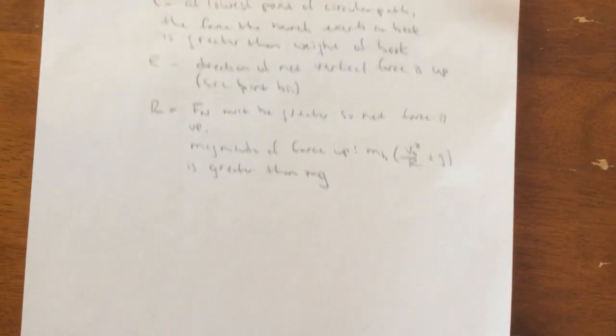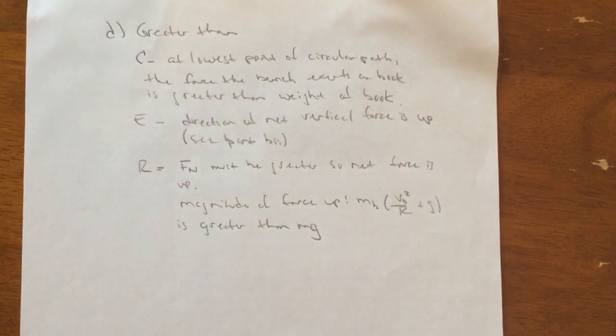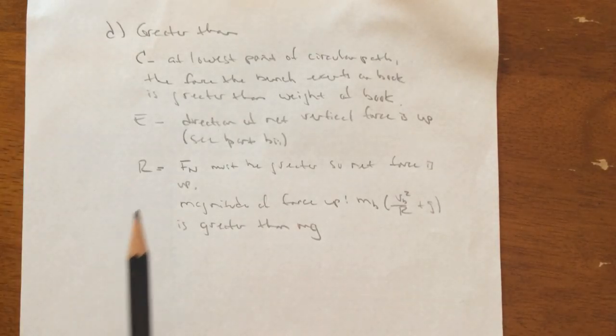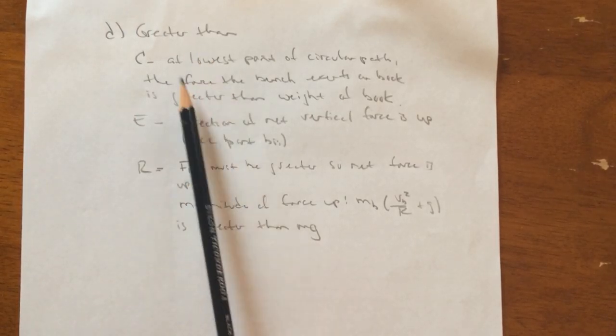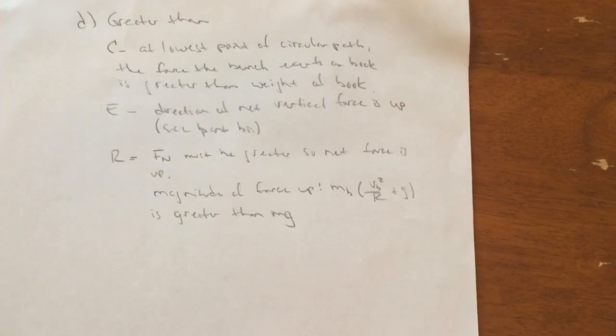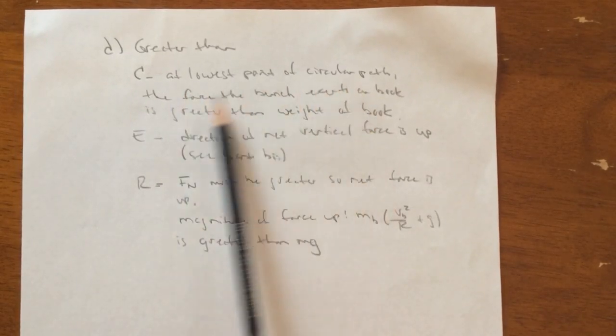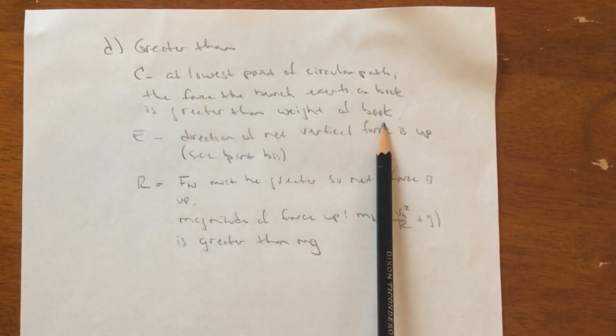At the lowest point in the circular path, is the force the bench exerts on the book greater than the weight? You know that force is greater than. Here's a trap, because maybe you reasoned that the Ferris wheel is moving at a constant speed, and you're going to say, well, constant speed, no acceleration, forces are balanced. No. You've got centripetal acceleration. Greater than. Claim, evidence, reasoning. I tried to do a better job on this. Claim: at the lowest point, the force the bench exerts on the book is greater than the weight of the book.